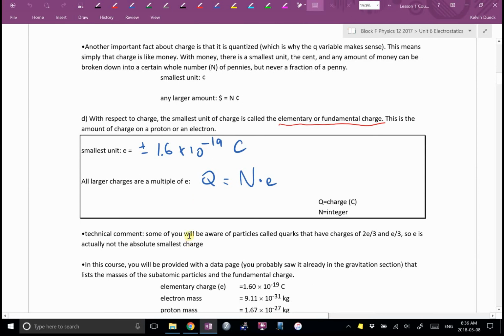We said there is an elementary charge. This is on your formula sheet. You don't need to memorize it, although you probably will for this unit. It's positive or negative 1.6 times 10 to the negative 19 coulombs. Charge on an electron is negative 1.6 times 10 to the negative 19. Charge on a proton is positive 1.6 times 10 to the negative 19, which is not big. It's 0.00000, 18 zeros, and then a 1 and a 6.